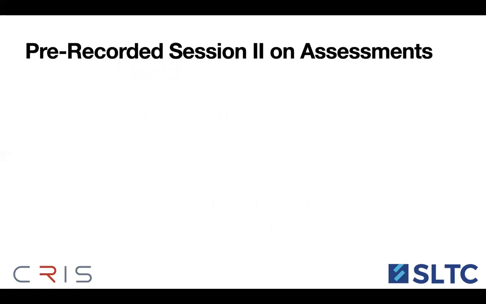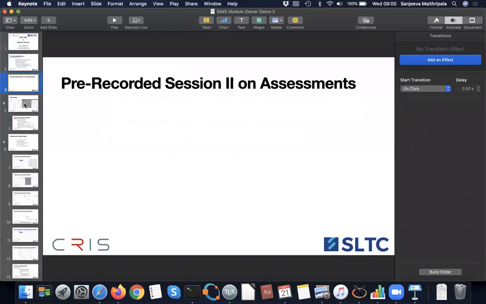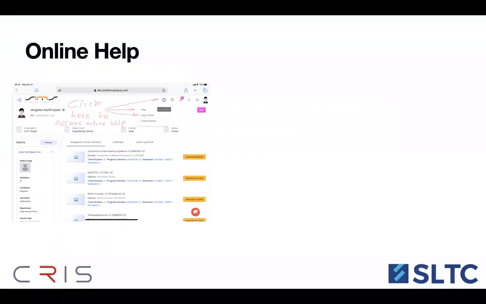So this is the pre-recorded session 2 on assessments. Well, the help that you have on the online help is pretty good. And again, you can access them by clicking that question mark that you see over here when you log into your profile. And when you click on the question mark, two types of online help will be available to you. One is the documented help that you can access by clicking help on the drop-down menu, and or you can ask a query by logging a ticket into the system.